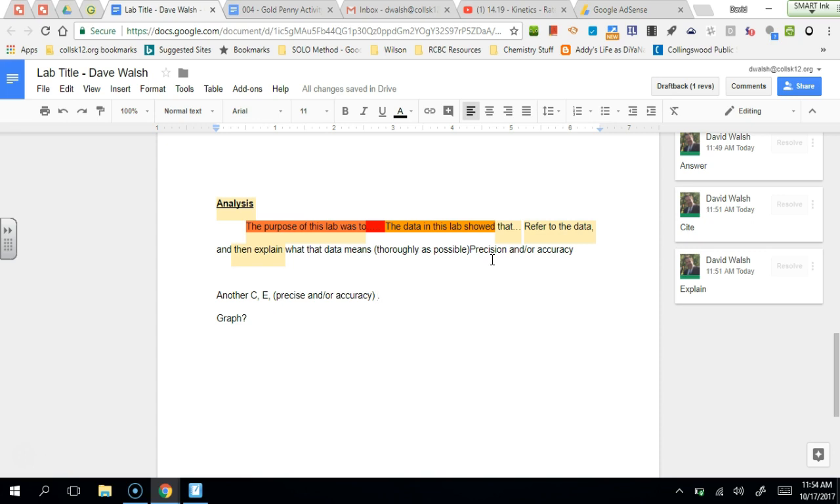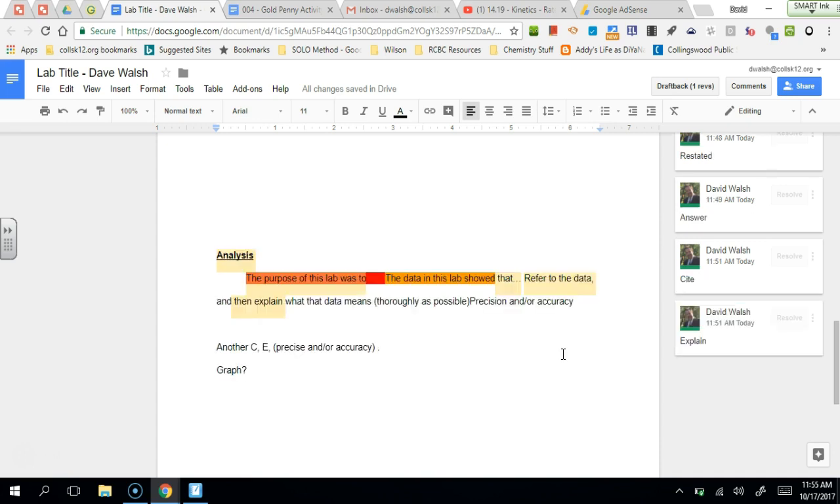You may not get an accuracy statement. Maybe you don't get a precision statement, but the point is that you need to look for those things to be present. The analysis, in my opinion, because it's the thing that shows that you are doing chemistry or that you have learned something from doing the lab, is probably the most important part of the lab.